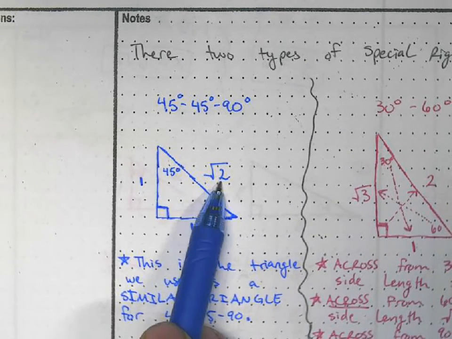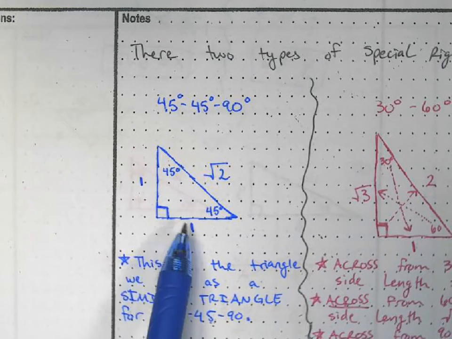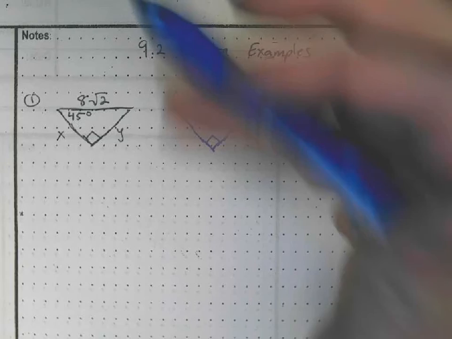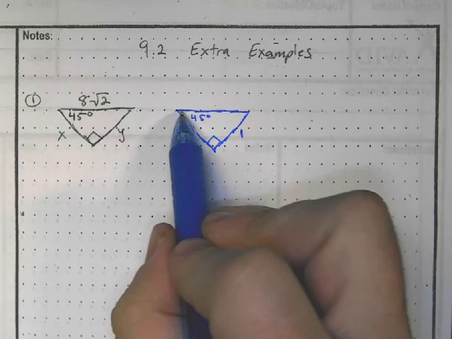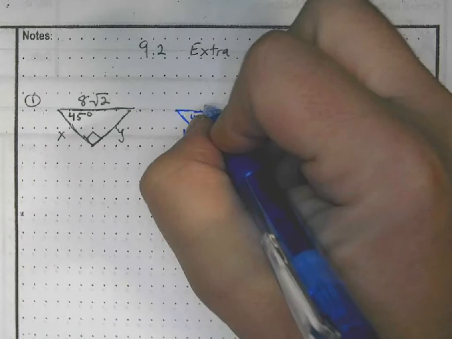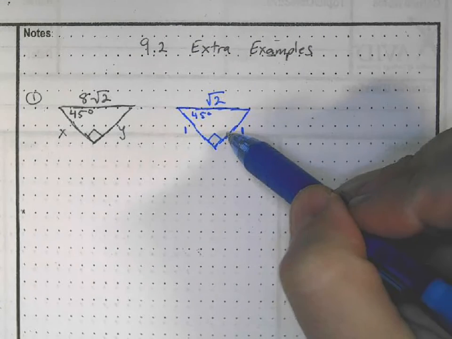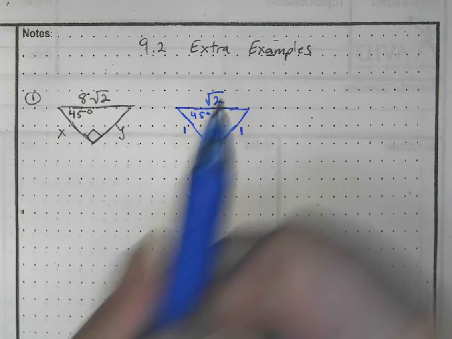So I know my long side is going to be the square root of 2, across from the 90. And then my two legs are each 1. So we'll just fill that in. My leg over here is 1, my leg over here is 1, and then my hypotenuse across from the right angle is the square root of 2. So now that I've drawn this, I can set up my ratio, my proportions, and solve.